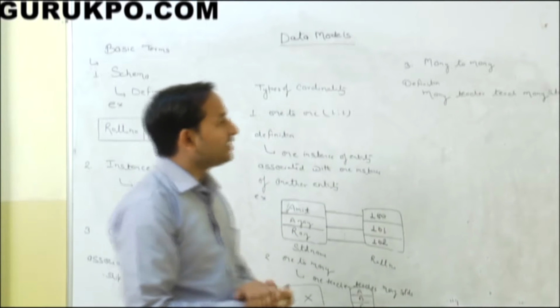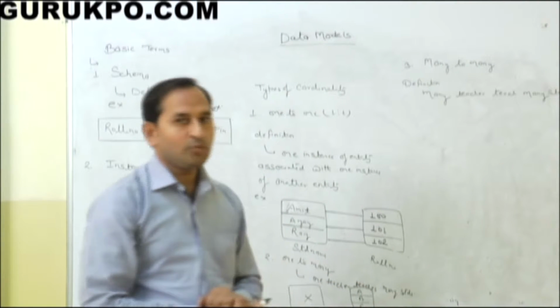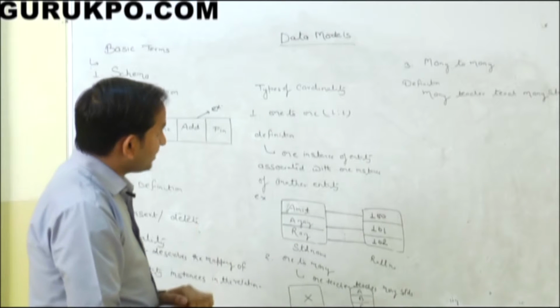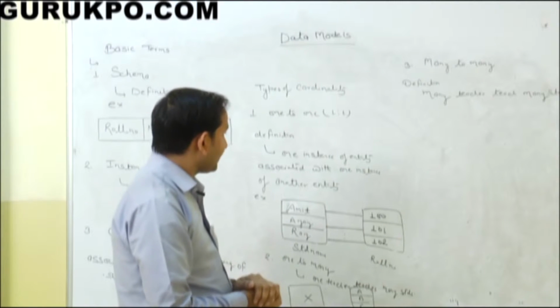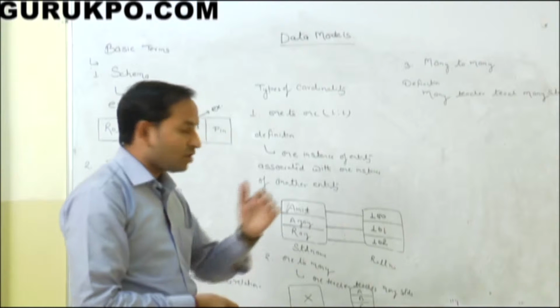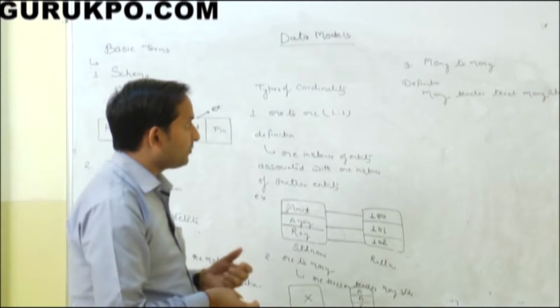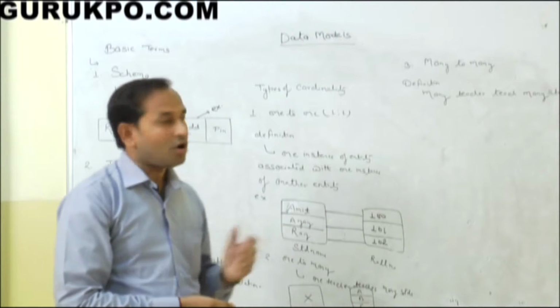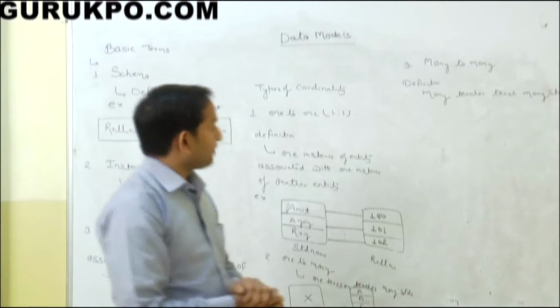Third and last, many-to-many mapping. In case of many-to-many mapping, more than one instance of entity is associated with more instances of the second entity set. For example, many teachers teach many students. This is the best example of many-to-many mapping.